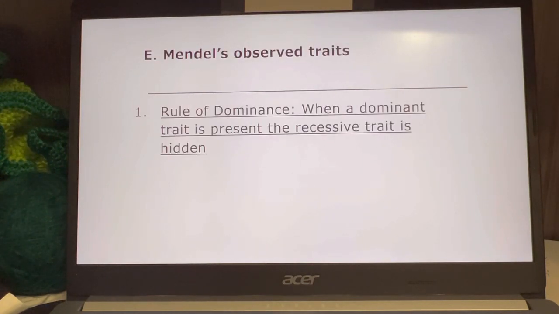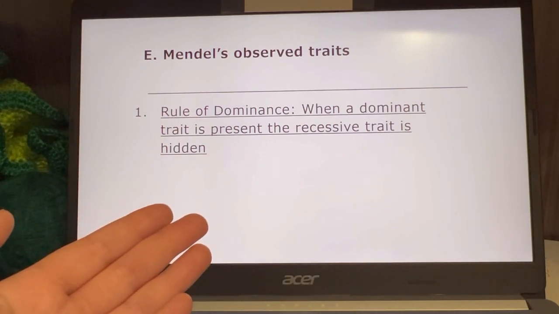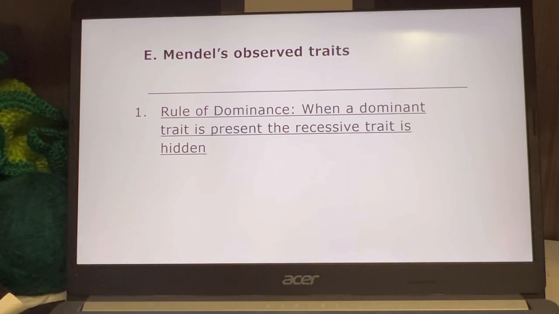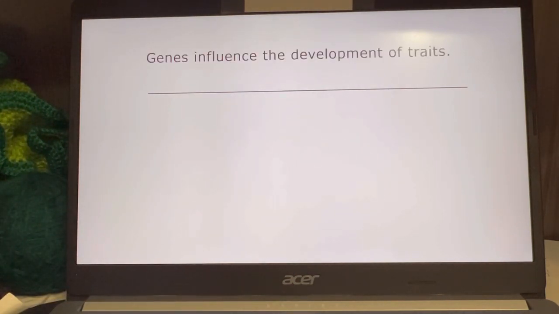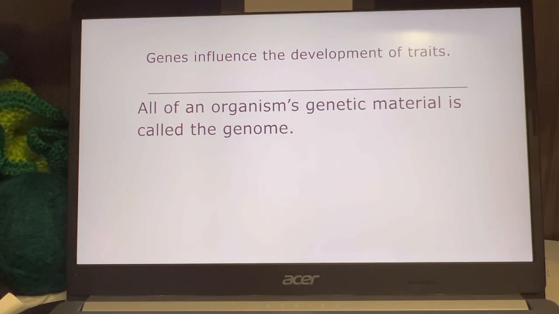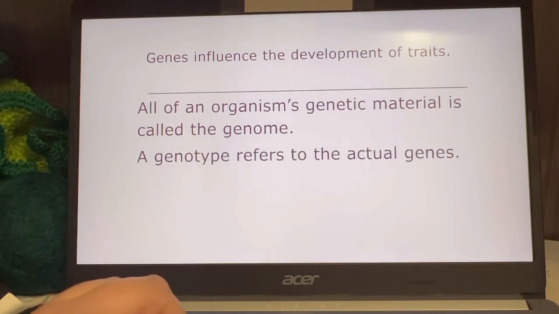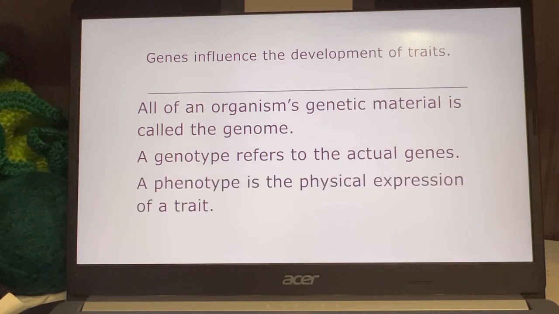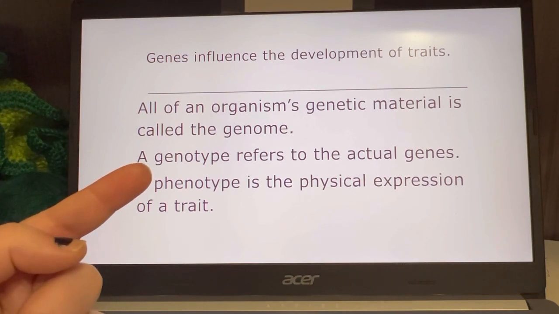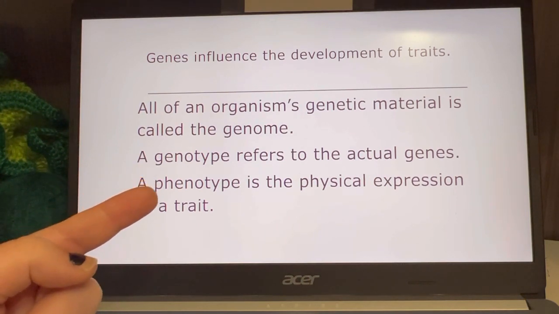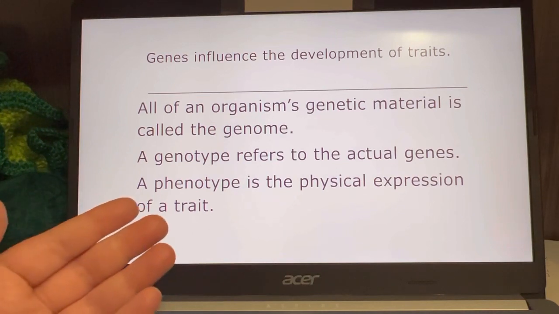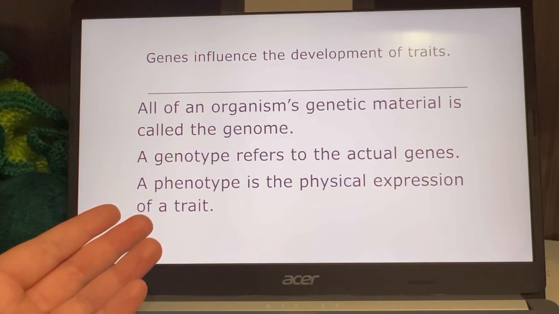Alright, so Mendel was the dude who observed genetic variation in traits. He came up with this rule, the rule of dominance. So when a dominant trait is present, the recessive trait is hidden. Okay, so genes influence the development of traits. All of an organism's genetic material is called the genome. A genotype refers to the actual genes, and a phenotype is a physical expression of a trait. So for a genotype, it might be uppercase B, lowercase b, and when that gene is expressed, it might show, I don't know, if it's in mice, brown fur.